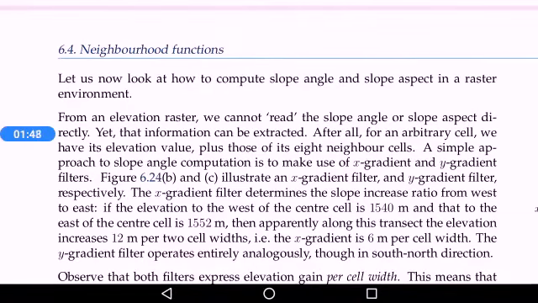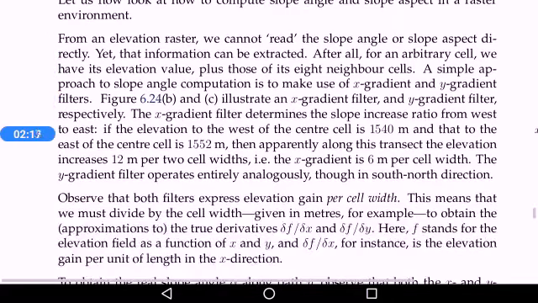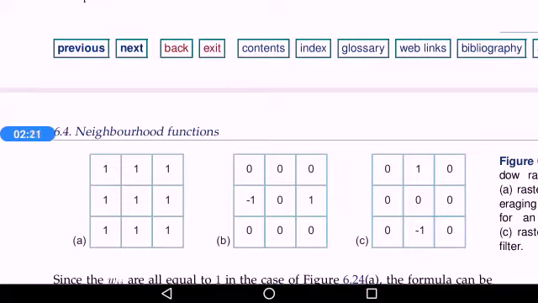So let us now try to understand how to compute the slope angle and slope aspect in a raster environment. If you have an elevation raster which is showing you the elevation of different cells, then how do you compute the slope angle? Every cell in the raster will have its own elevation value plus the elevation value of its 8 neighboring cells, as shown in this figure.